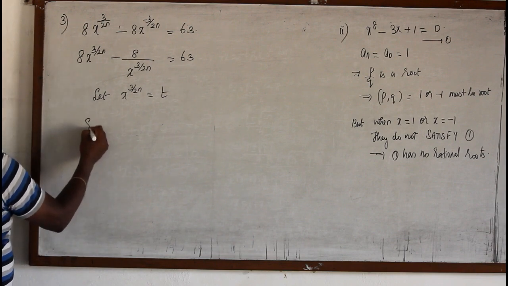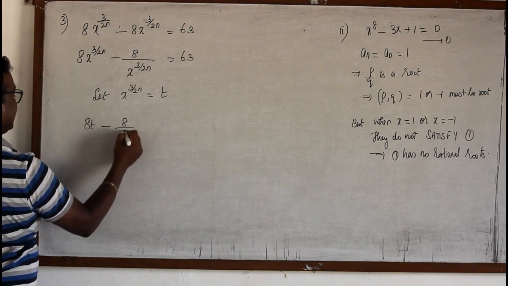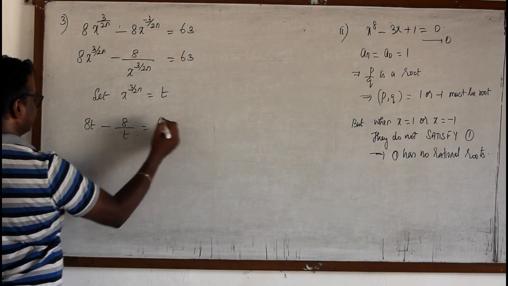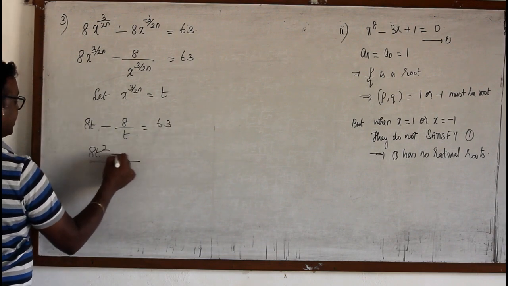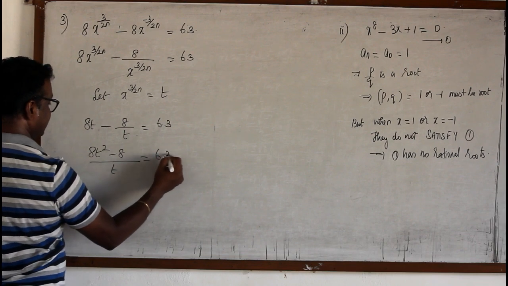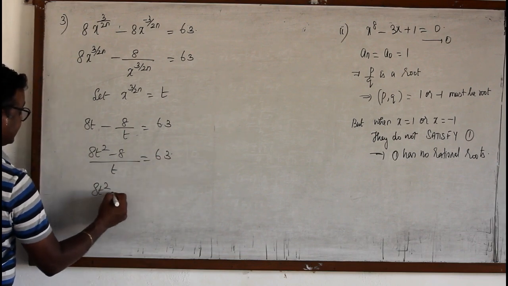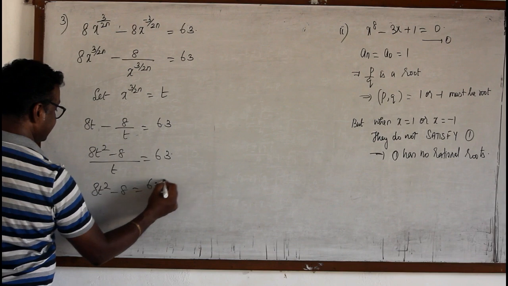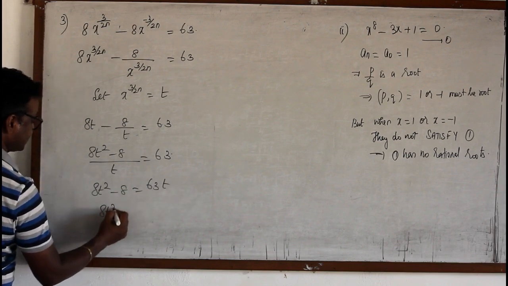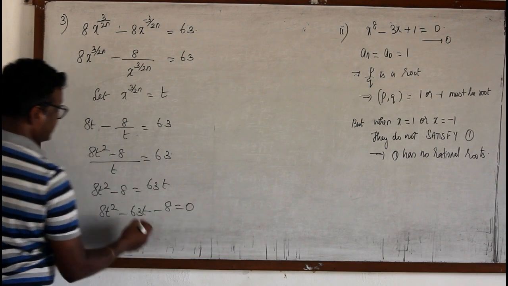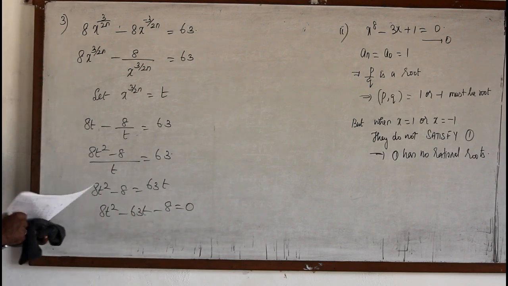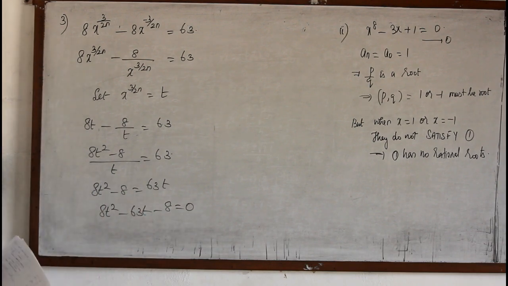Then this becomes 8t minus 8 by t equal to 63. I take LCM, it is 8t square minus 8 equal to 63t. So 8t square minus 63t minus 8 equal to 0, which is an ordinary quadratic equation.